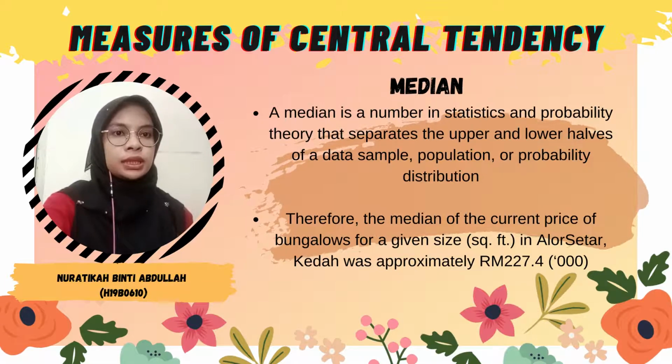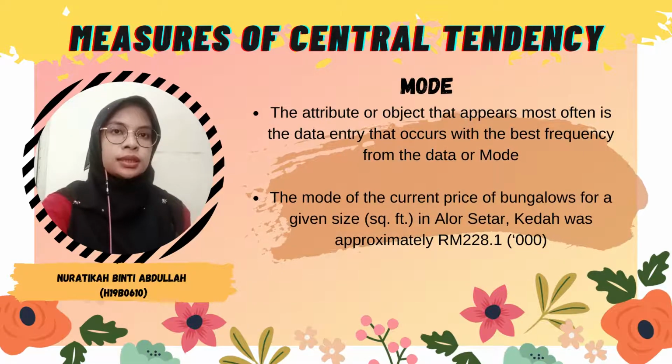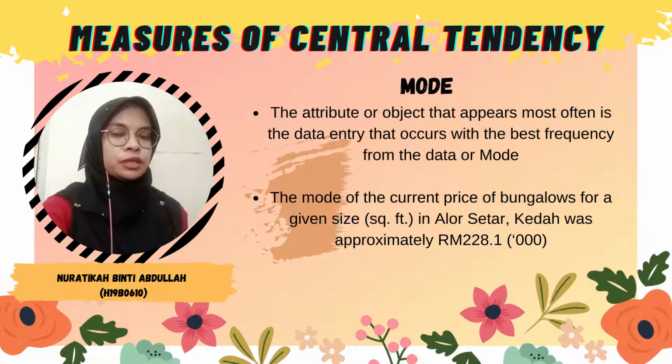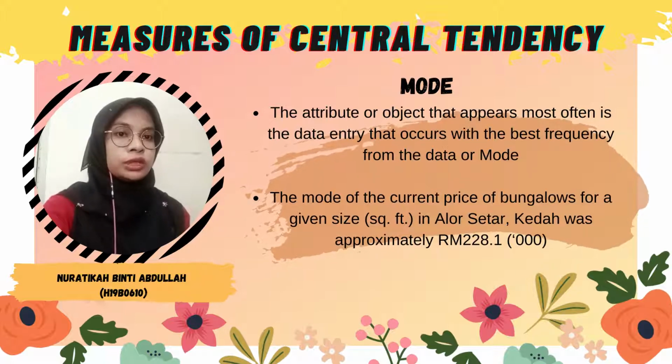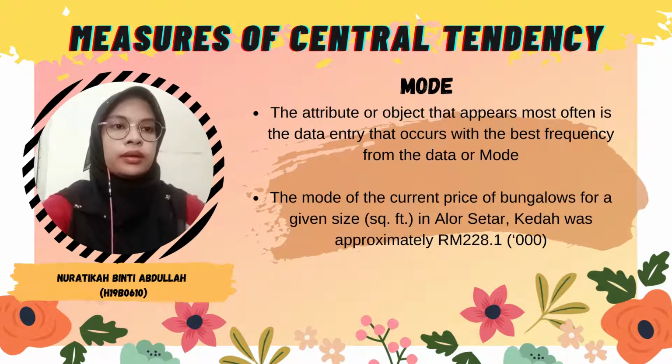Okay, next is median. The median is a number in statistics and probability theory that separates the upper and lower half of a data sample, population, or probability distribution. Therefore, the median of the current price of bungalows for a given size in Alus Kedah was approximately 227.4. Next is mode. The mode is the attribute or object that appears most often in the data entry, occurring with the best frequency. The mode of the current price of bungalows for a given size in Alus Kedah was approximately 228.1.